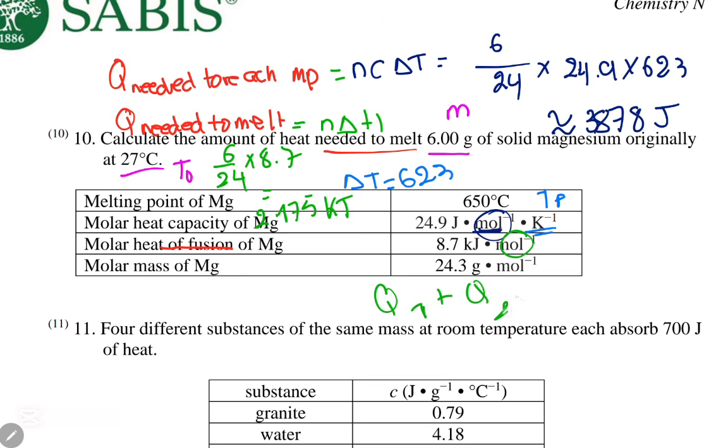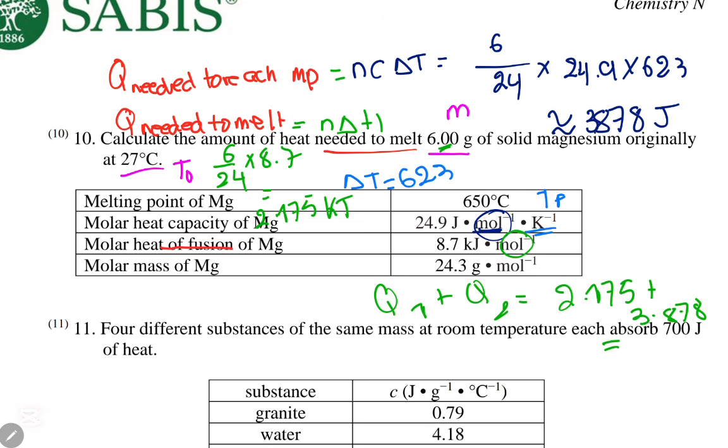So now I need to add them together. Q1 plus Q2, that's going to be 2.175 kilojoules plus 3.878. You add them together, and you're going to get an answer to the correct number of significant figures, which is 3, because the smallest number of significant figures is 3.